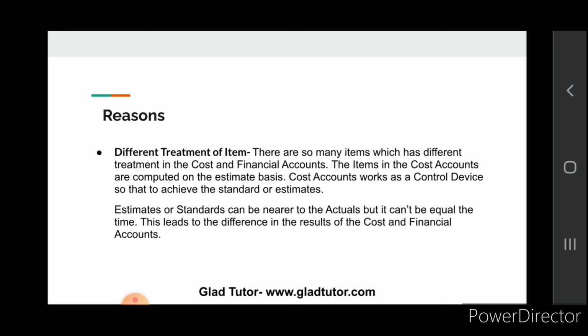Cost accounts work as a control device so that we can forecast that we will achieve our standard or estimates, right? Estimate or standard can be near to the actual, but it can't be equal every time, right? So this leads to the difference in the results of the cost and financial accounts. There are many different items which are treated differently in both the accounts.